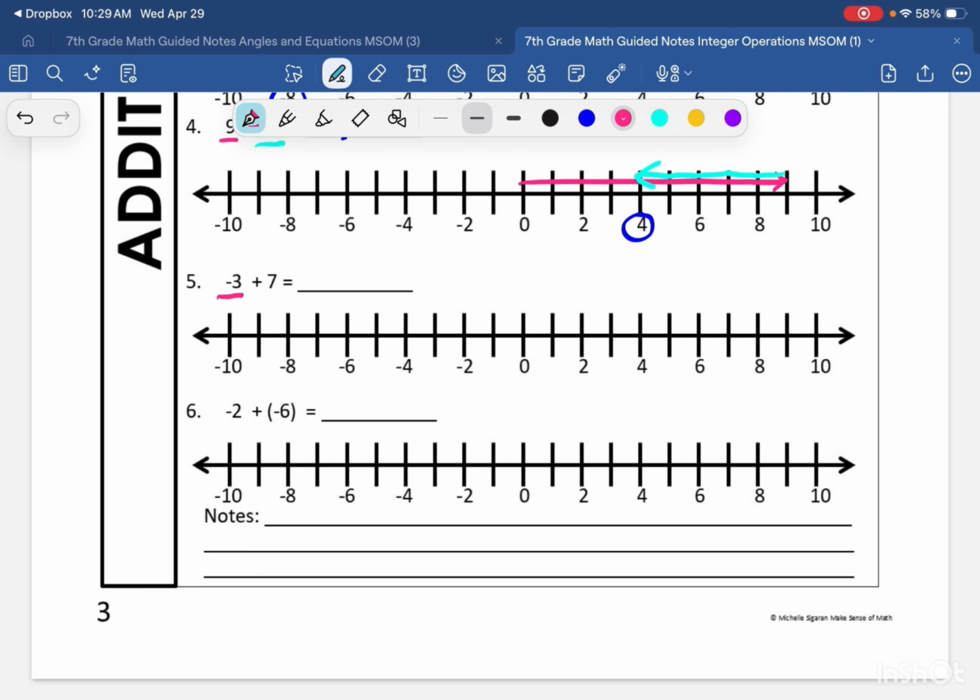-3 plus 7. From 0 to -3. And I'm joining that with 7 to the right. 1, 2, 3, 4, 5, 6, 7. I end at 4. Number 6. -2 plus -6. So go to -2, and I'm joining that with 6 more negatives. 1, 2, 3, 4, 5, 6. And I am at -8.